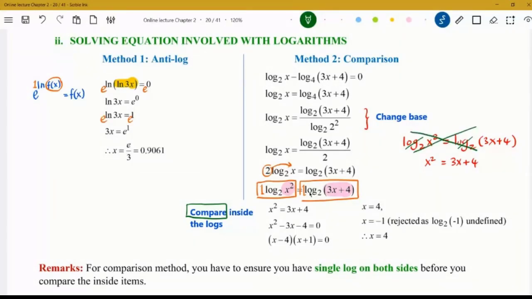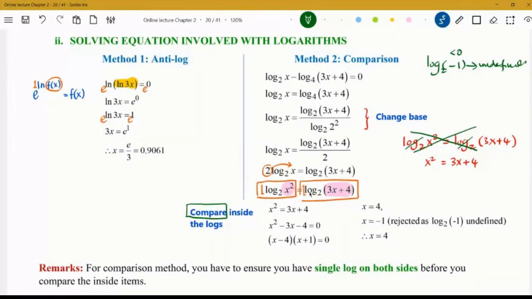So directly kita terus compare, ambil x squared equal to 3x plus 4. Factorize, so we end up with two values of x. But for logarithm, you have to be careful with negative values. Sebab di dalam log tak boleh negative value. Sebab kalau log 2 negative 1, dia adalah undefined. So directly kita akan reject as it's undefined. So technically your final answer is only one value, which is x equal to 4. Okay, so that's how we solve equations involving log.